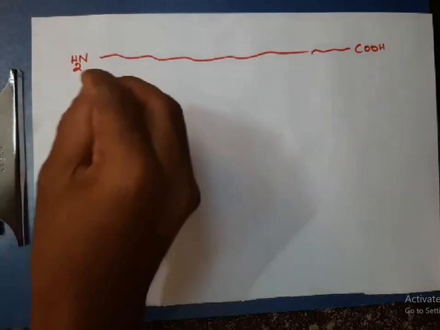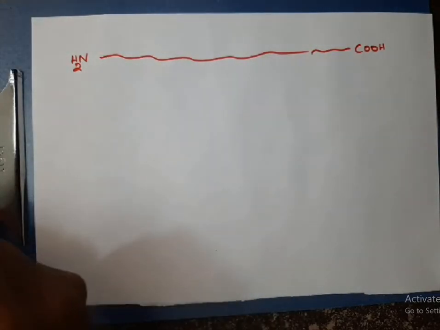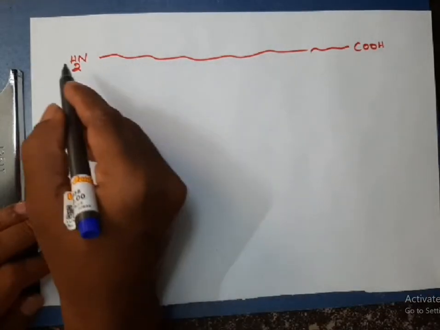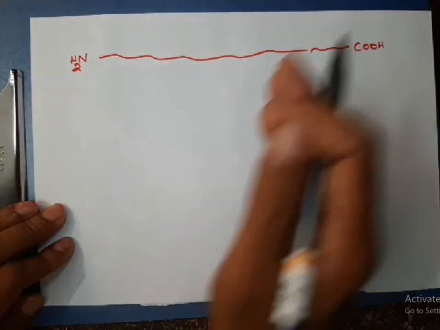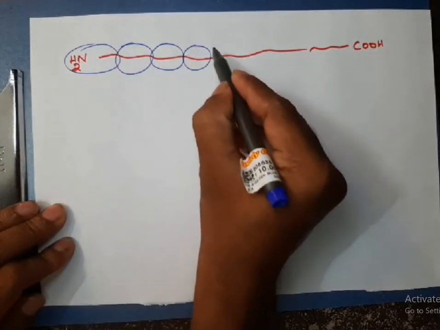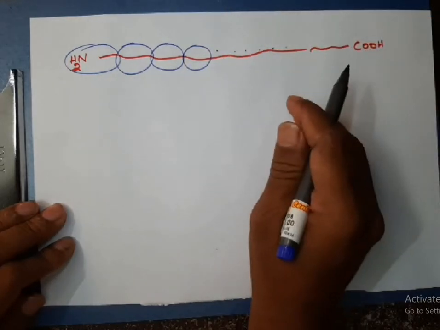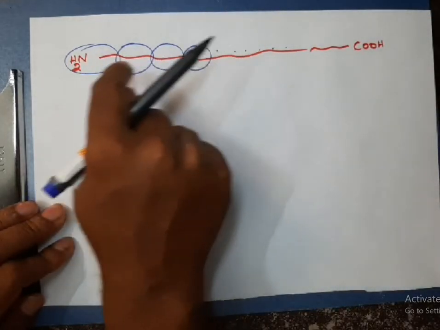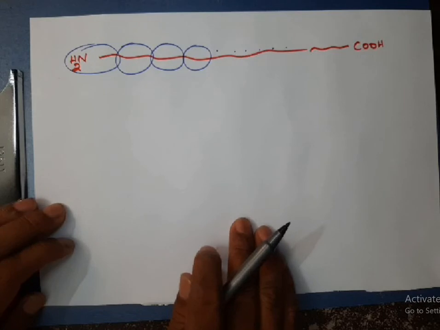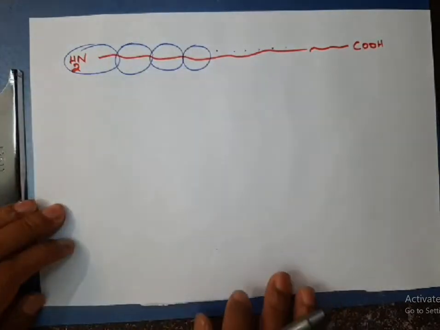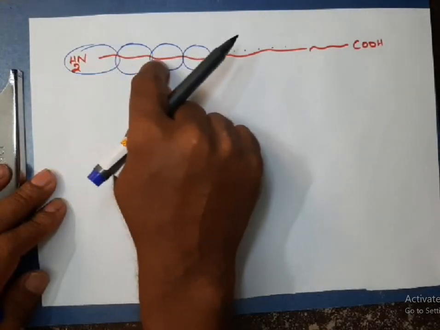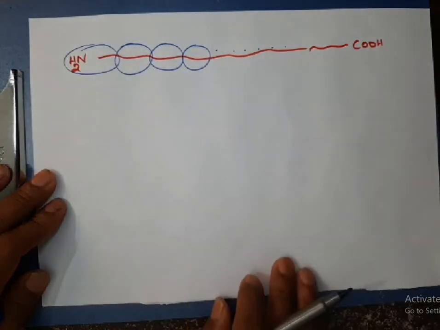Now, if you identify, from the N-terminal amino acid onwards, what amino acids are present? What is the first amino acid? What is the second? What is the third? What is the fourth? If you identify the amino acids present right from N-terminal to C-terminal completely, then you will get what is called the primary structure. Primary structure tells you how amino acid molecules are arranged in the polypeptide chain.